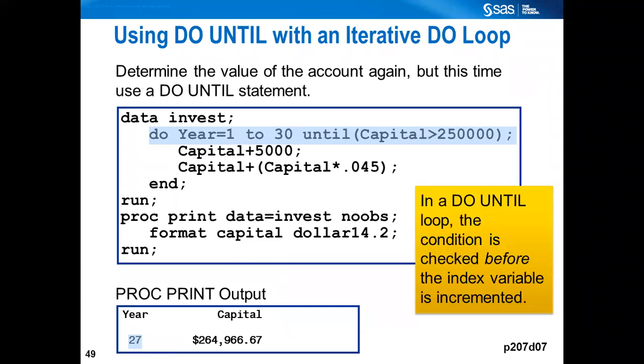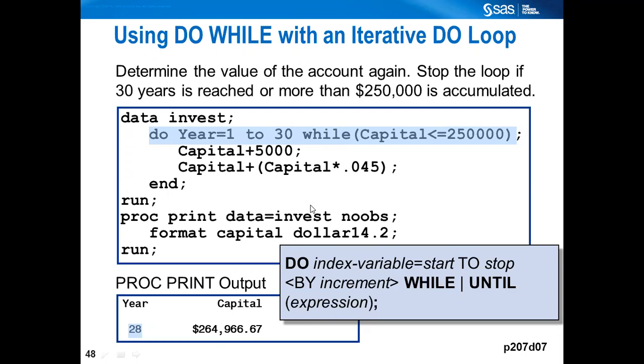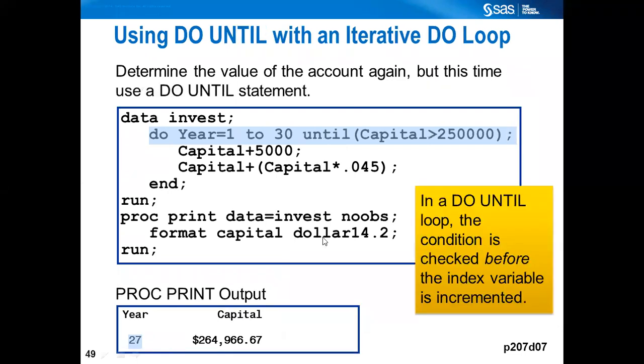All right. Or you can use it like this with until as well. So it's telling, 27 years. In a do until loop, the condition is checked before the index variable gets incremented. So here the value is going to be calculated. The value is same also with while, see. But what it's doing with do until, in the do until loop, the condition is checked before this value gets incremented.